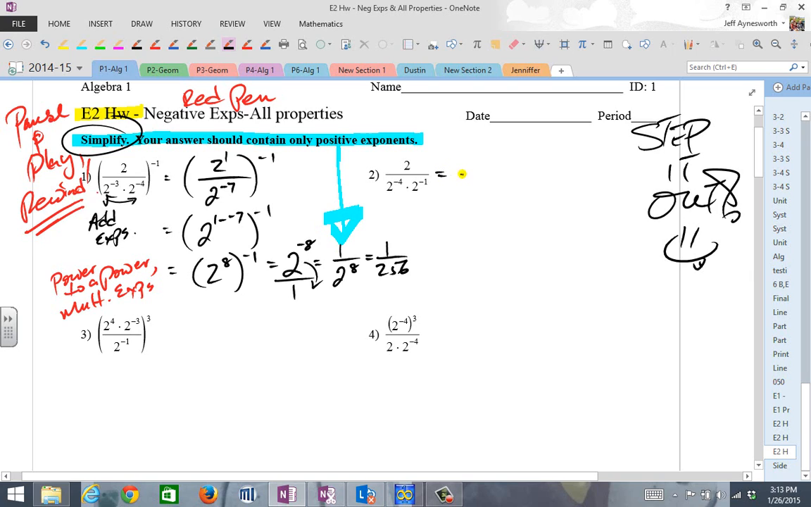All right, one more time. If you think you've got it down and can handle this, pause it right now. Work it out and then play. All right, so let's work in the denominator. When you multiply like variables, you add their exponents. So you get 2 to the negative 5.